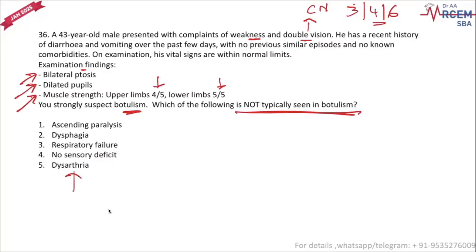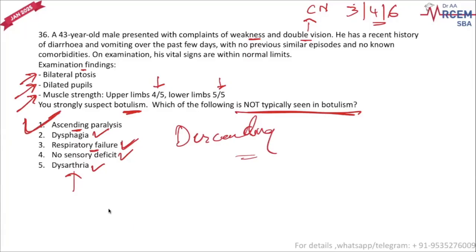Dysarthria can be seen if there is involvement of the 10th and 12th cranial nerves. No sensory defects: yes, that is true because it's a neuromuscular disorder, so no sensory involvement will be there at all. Dysphagia can be seen. Respiratory failure can be seen, though not very typically. Ascending paralysis is not seen; it is a descending paralysis. What you need to remember is that it's a descending paralysis. So the right answer here is the first one.